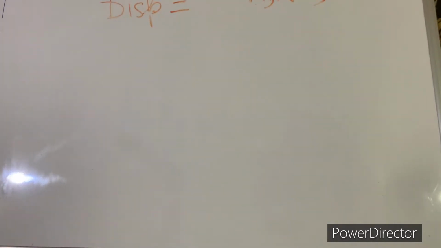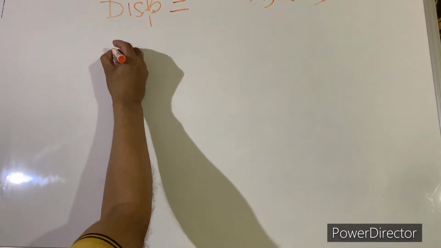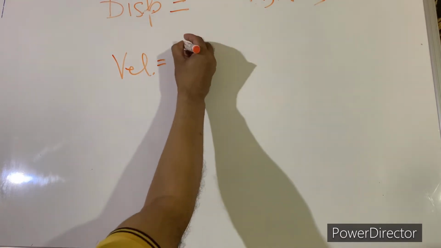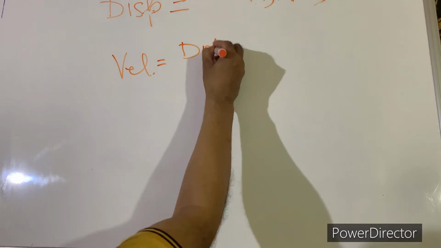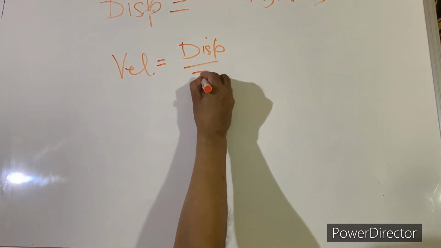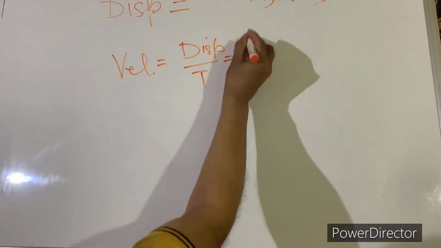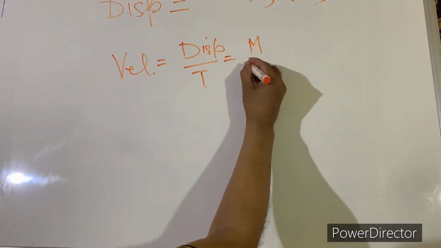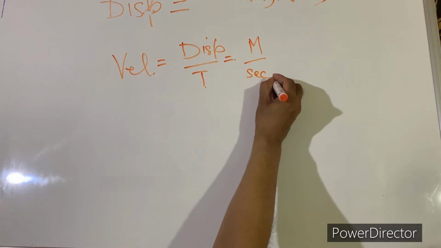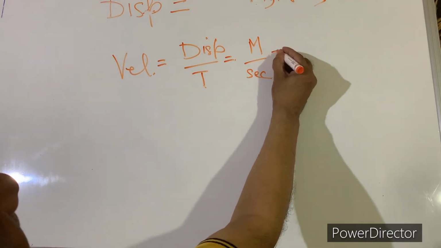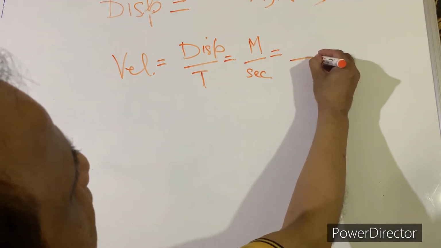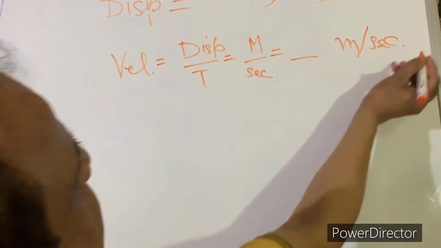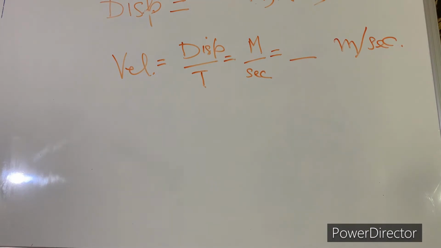Clear? Next, after displacement we have got velocity, velocity of a body. What is velocity of a body? That is displacement by time, isn't it? So displacement, suppose we are taking in meters and the time is taken in seconds, what we will get is in meters per second. So the unit of velocity will be meter per second.